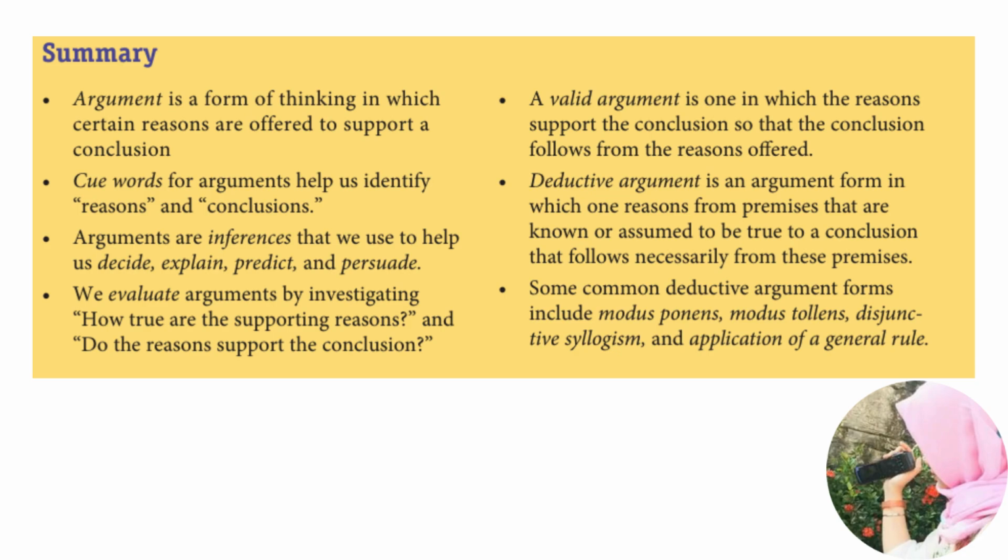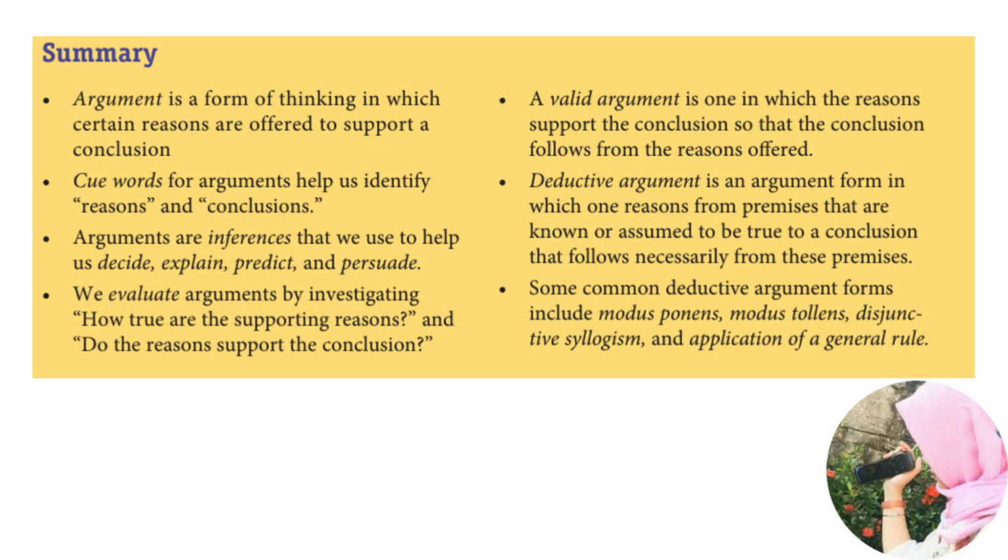Okay, not only a conclusion for specifically recognizing argument keywords, but I also come with this summary of the three critical strategies. So, an argument is a form of thinking in which certain reasons are offered to support a conclusion. Keywords for arguments help us to identify reasons and conclusions. Arguments are inferences that we use to help us decide, explain, predict, and persuade. We evaluate arguments by investigating how true the supporting reasons are and whether the reasons support the conclusion. A valid argument is one in which the reasons support the conclusion so that the conclusion follows from the reasons offered.